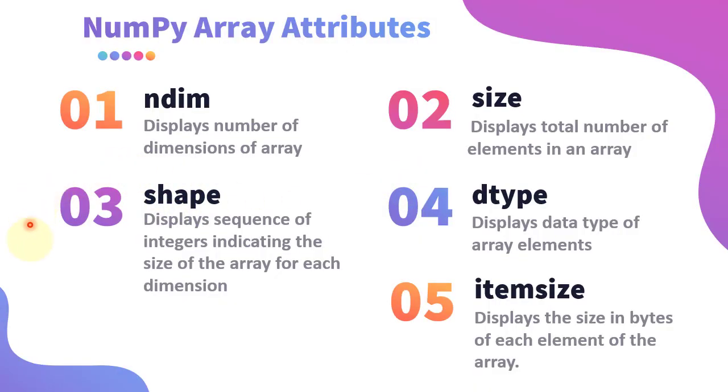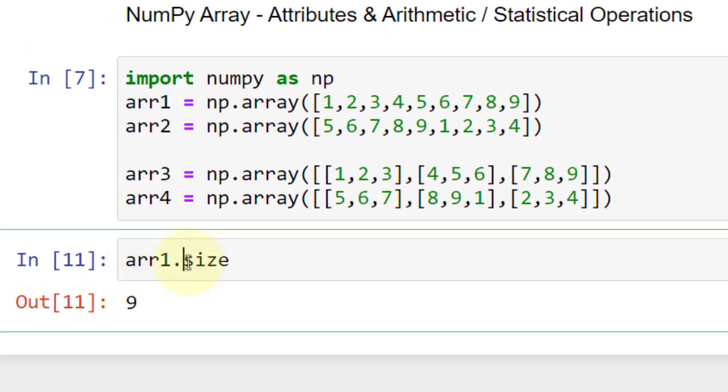Then we have shape. It will tell us the dimension. For example, if I write shape here, it says 9, comma. So it means there are 9 elements in this array. Now if I use this on two-dimensional array, it will print 3, comma 3. That means it has 3 rows and 3 columns.